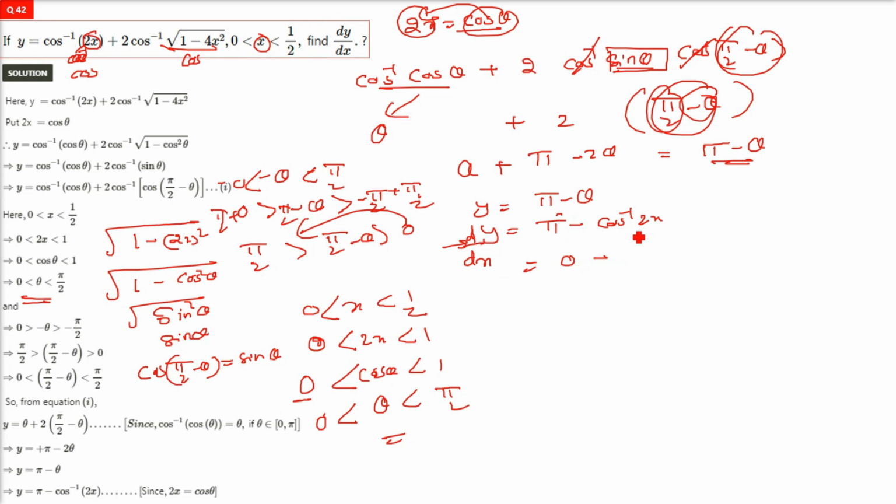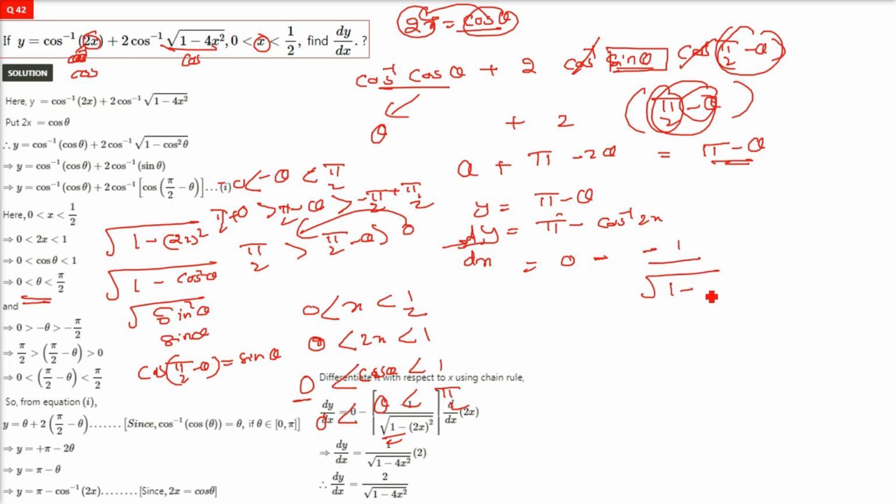Pi will be 0. Cos inverse 2x will be, cos inverse theta is actually minus of 1 by under root 1 minus whatever is after the cos inverse, right? So you have two negatives, one negative outside, one negative coming from the differentiation. So minus 1 by under root 1 minus 2x whole square. Then the differentiation of 2x will give you 2. So minus minus plus, twice of under root 1 minus 4x square it will be. This is your dy by dx. This is your final answer. Okay.